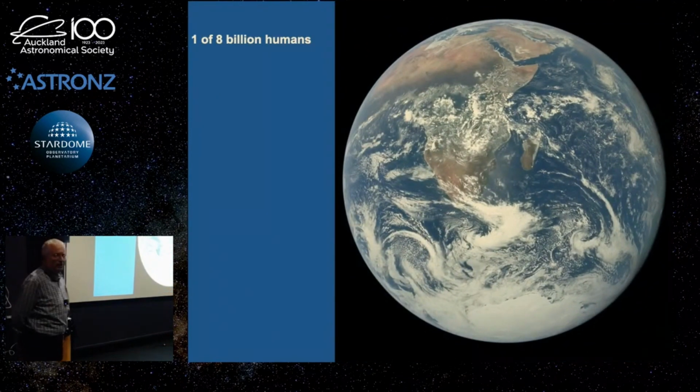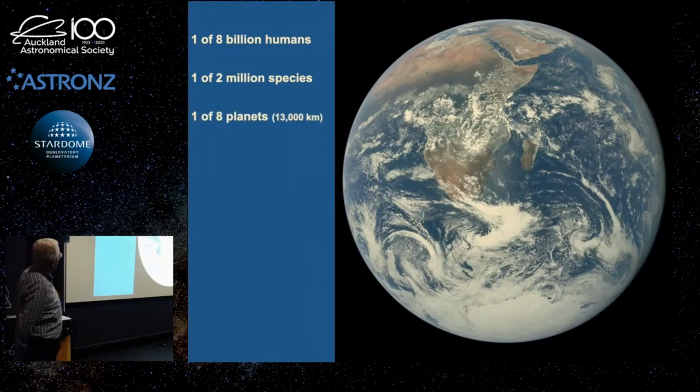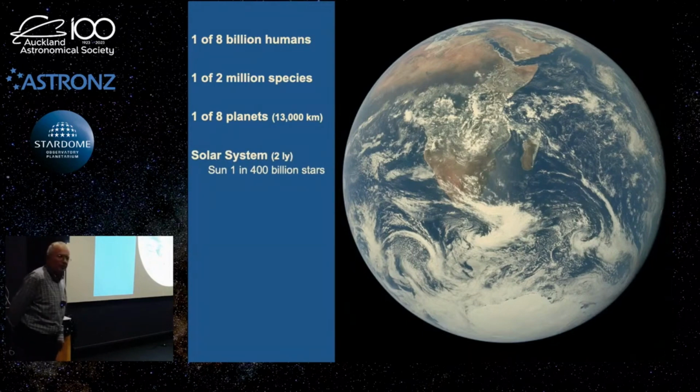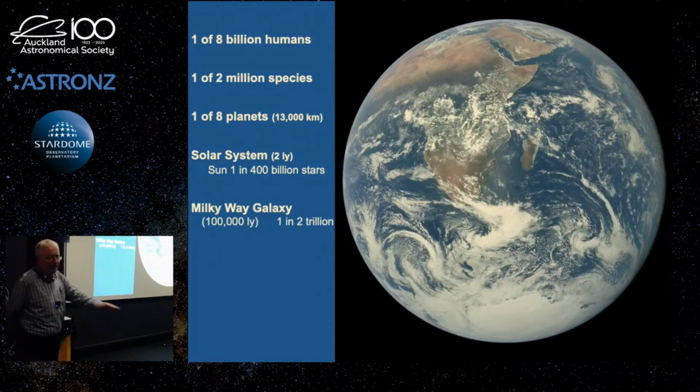If you think you're special, you're 1 in 8 billion human beings. And us humans are one of 2 million known species. Planet Earth is one of 8 planets, about 13,000 kilometres across, which is part of the solar system, which is about 2 light years across. And our sun is 1 in 400 billion stars that go to make up the Milky Way galaxy, which is 100,000 light years across, and is 1 in 2 trillion galaxies in the universe.